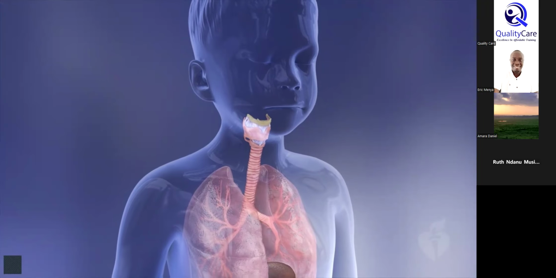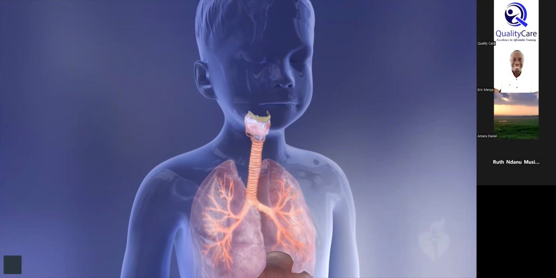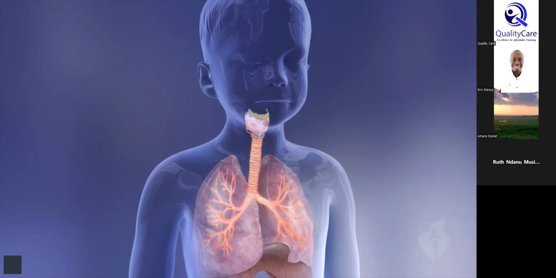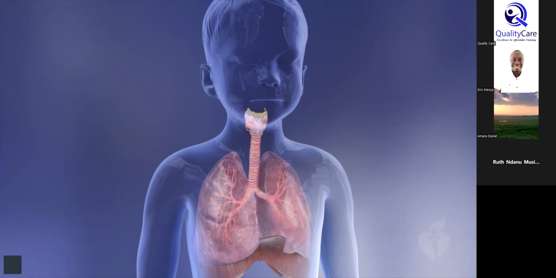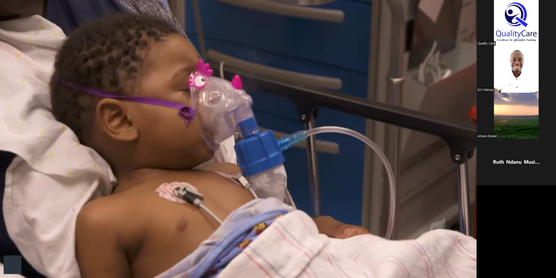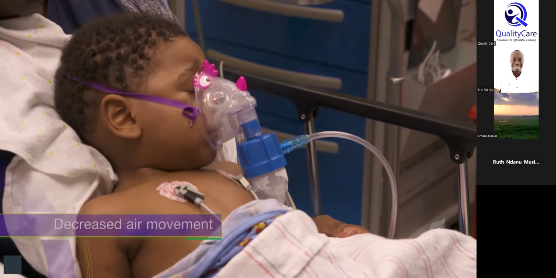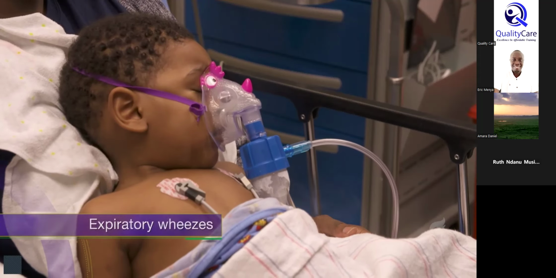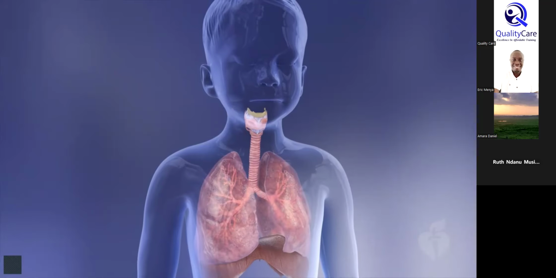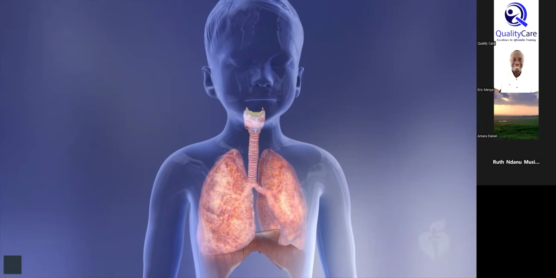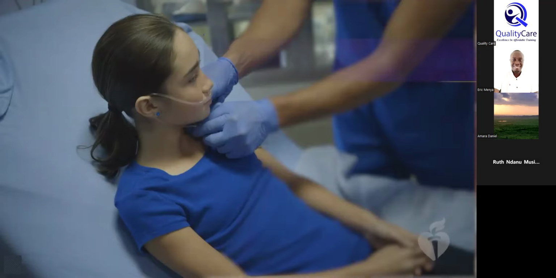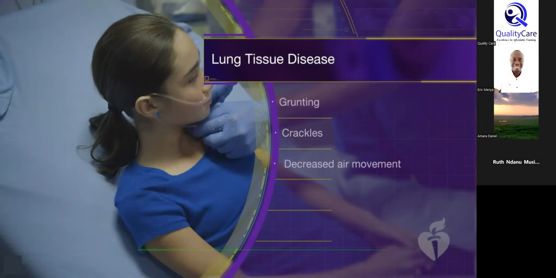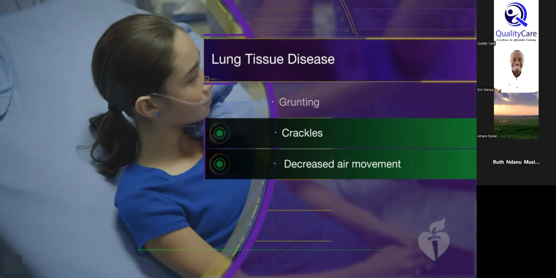A child with lower airway obstruction, such as asthma or bronchiolitis, also has increased respiratory rate and effort. On auscultation, air movement may be decreased, exhalation may be prolonged, and you can usually hear expiratory wheezes. A child with lung tissue disease, such as pneumonia, demonstrates increased respiratory rate and effort that may include grunting. Crackles and decreased air movement may be present.